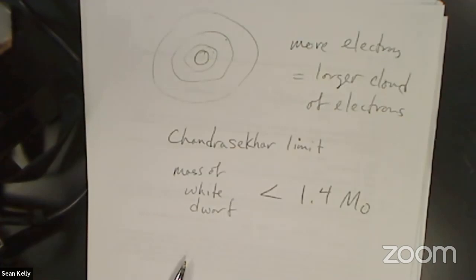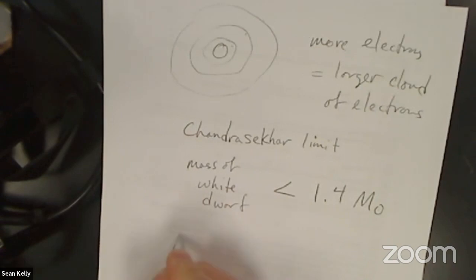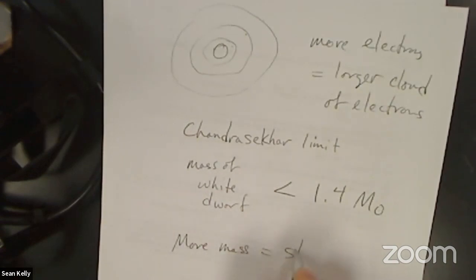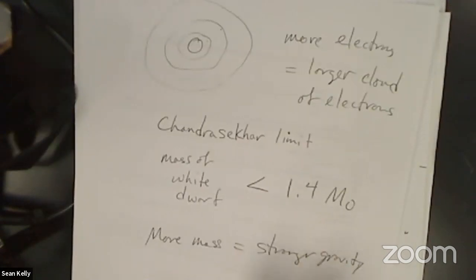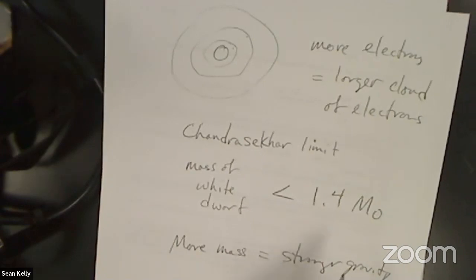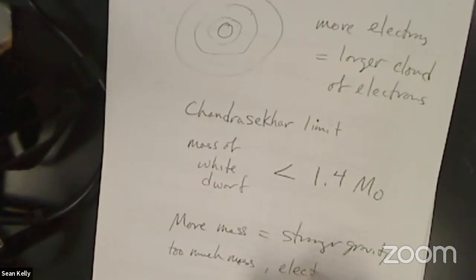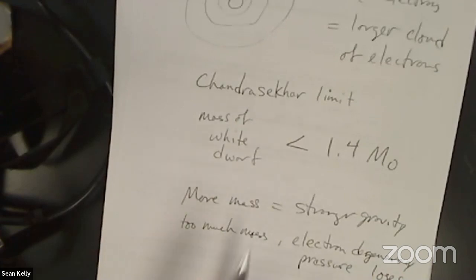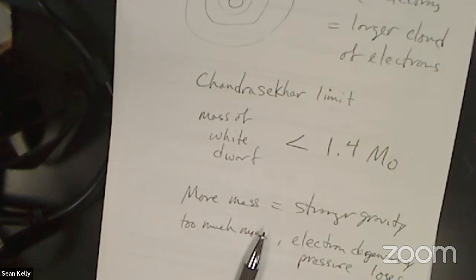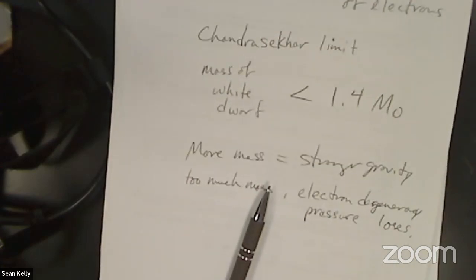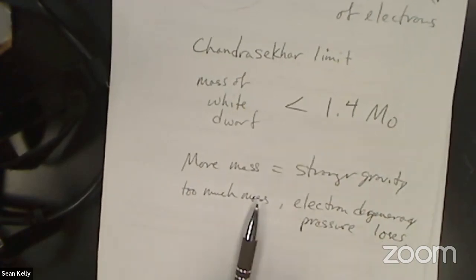I don't see people answering my question, so I'm just going to ask it rhetorically. If you go above this limit, more mass equals stronger gravity. That was my lights going out, sorry about that. More mass equals stronger gravity. If you have too much mass, what happens? The electron degeneracy pressure is not strong enough. It loses, so gravity wins. And by the way, gravity always wins. That's the story. So more mass is stronger gravity, and with too much mass the electron degeneracy pressure loses.